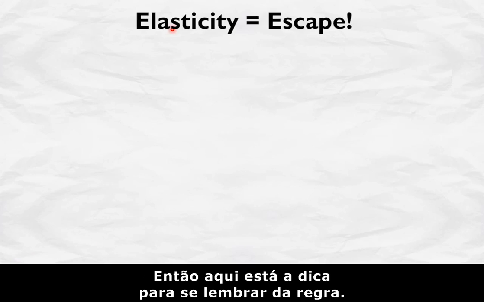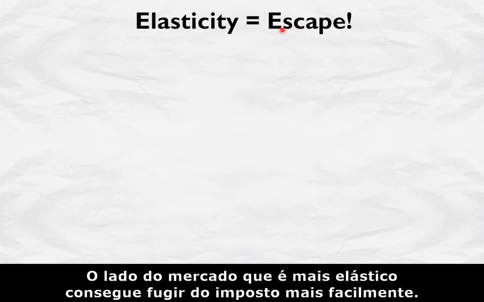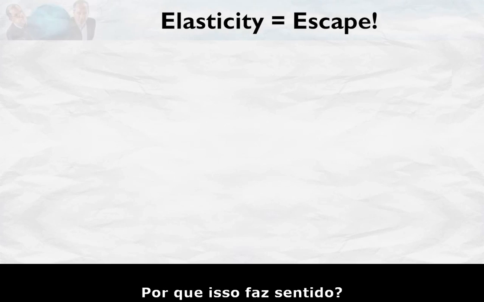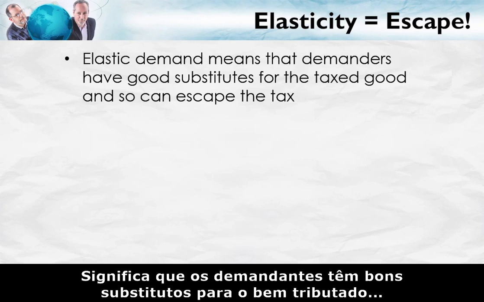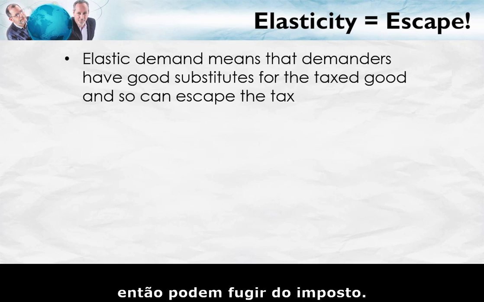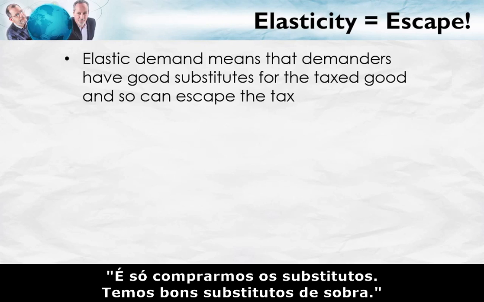So here's the intuition for remembering the rule. Think about elasticity as a kind of escape. The side of the market which is the more elastic can escape the tax more easily. Why does that make sense? Remember what elastic demand means. It means that demanders have good substitutes for the taxed good, and so they can escape the tax. When the tax is high, the demanders are going to say, we're just going to go buy the substitutes. We have plenty of good substitutes.